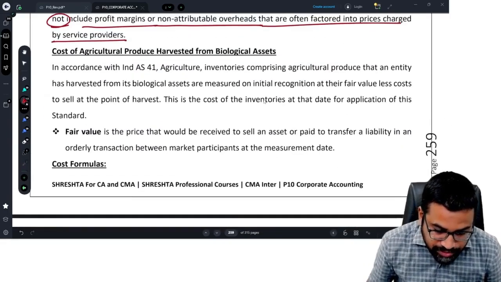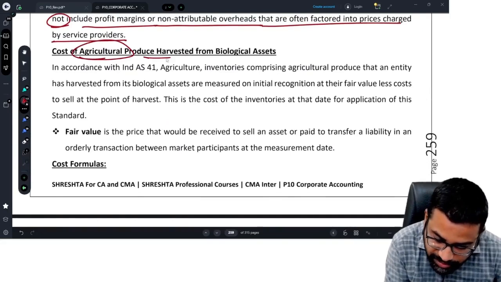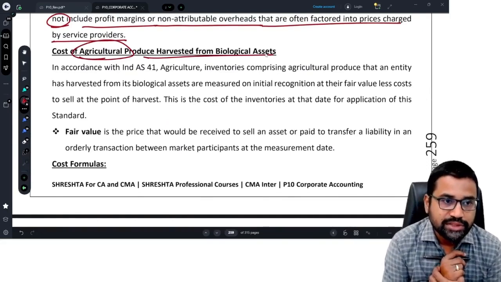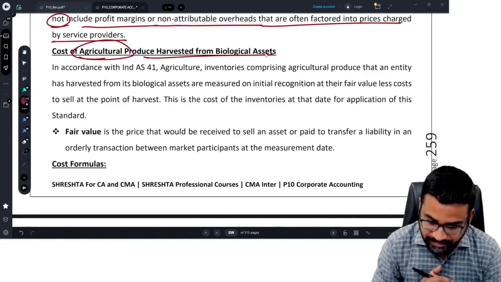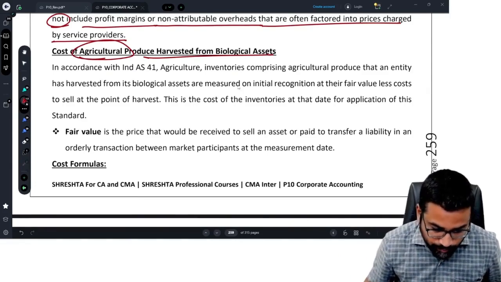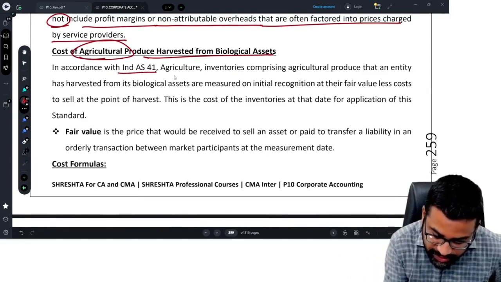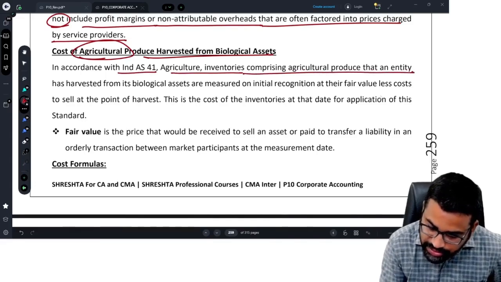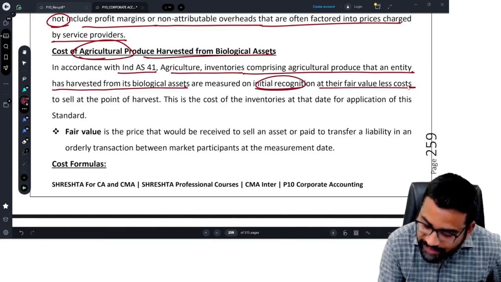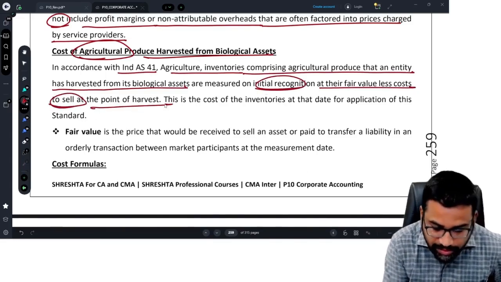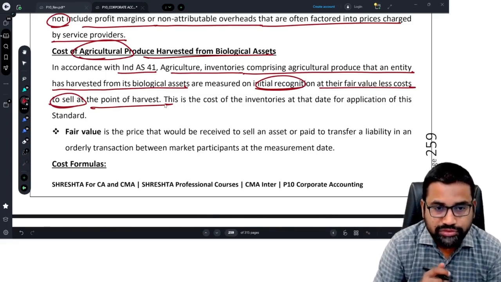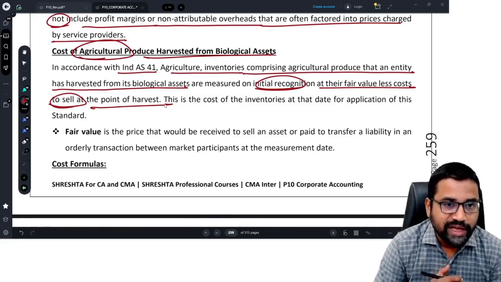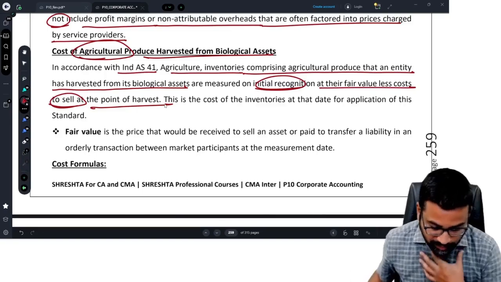Next, suppose for example, what is the cost of agricultural produce harvested from biological assets? So I told you there is a separate standard. Now according to that standard they will measure it. Okay, in accordance with Ind AS 41, agriculture inventories comprising agriculture produce that an entity has harvested from its biological assets are measured on initial recognition at their fair values, less cost to sell at the point of harvest. So if you are producing any agriculture produce from biological assets, you will value them at fair value less cost to sell.